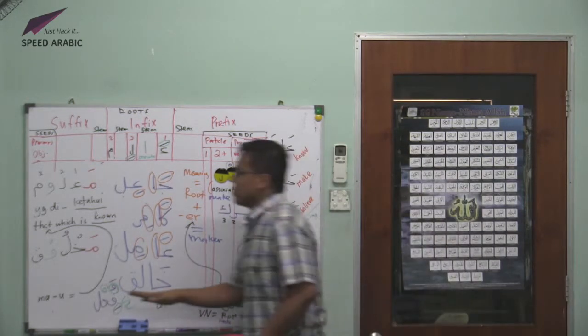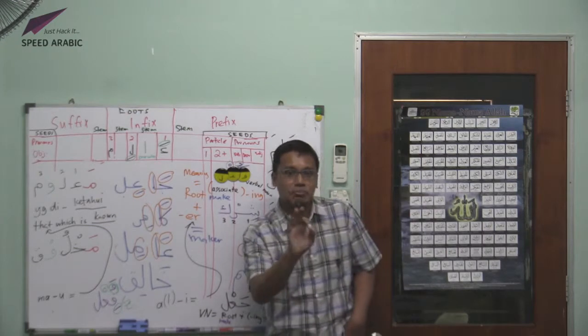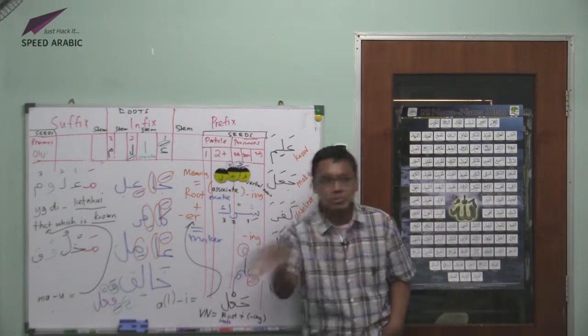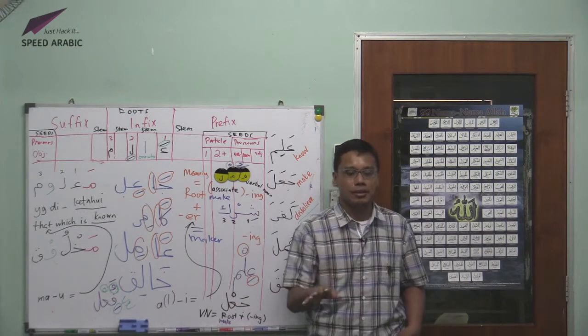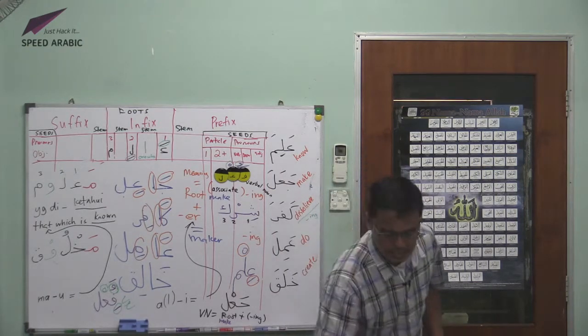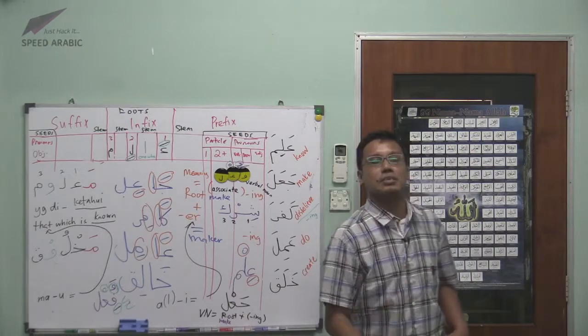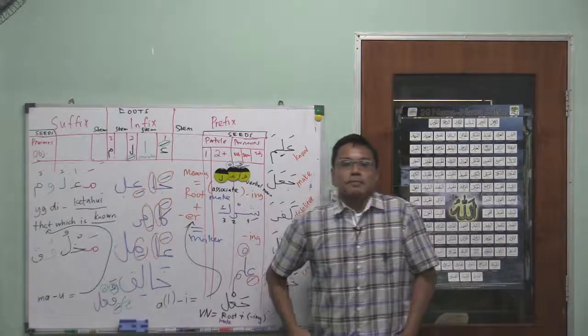So with that, we have covered the three most frequent noun stems. So those are the most frequent noun stems that you will meet in the Quran. Although the other noun stems are listed here, those are the most frequent ones.